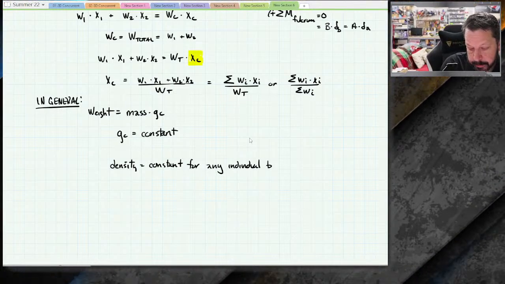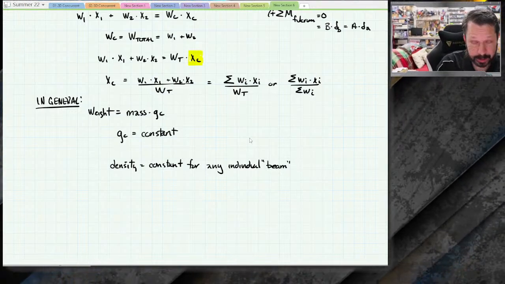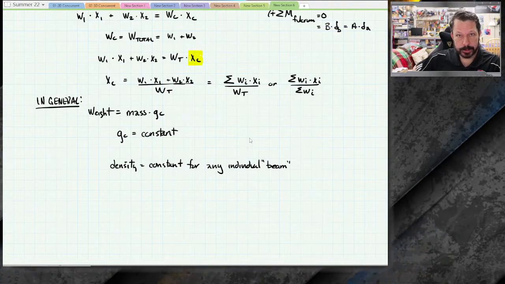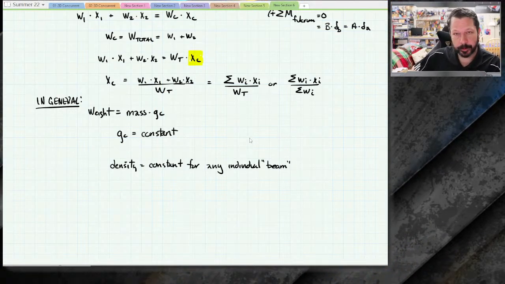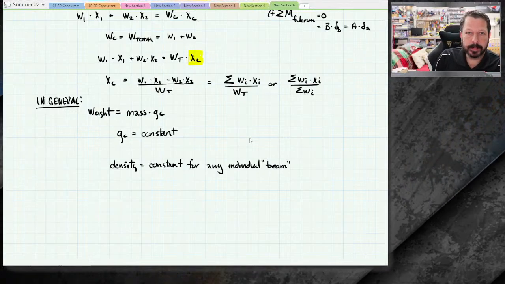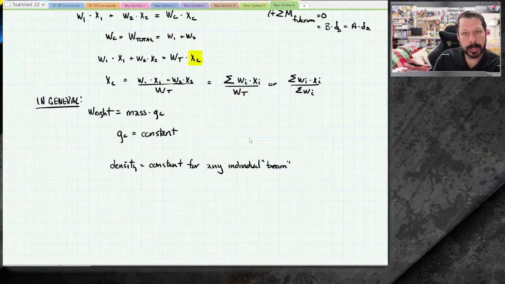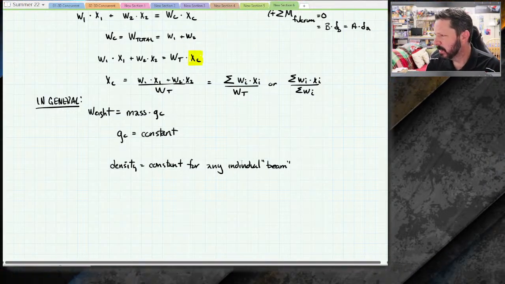I'm going to say beam here. This does not only apply to beams, but a lot of what we are going to use this for is beams later on. But it doesn't have to be beams. But for metal parts and things like that that we've made, probably they have a consistent density. You could think of some situations where that's not true, but in general, it's true.